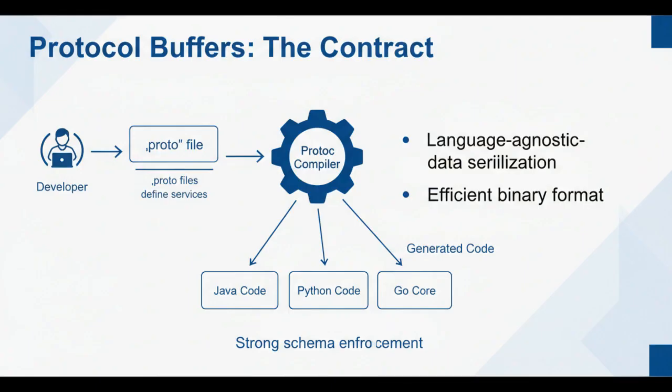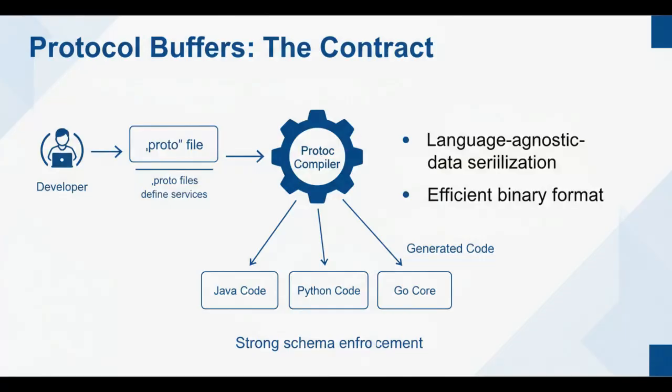Protocol buffers, often referred to as Protobuf, are fundamental to gRPC. They serve as gRPC's interface definition language, or IDL, and its serialization mechanism. Instead of defining service contracts and messages in JSON or XML schema, you define them in simple .proto files. These files specify the structure of the data and the methods a service offers.